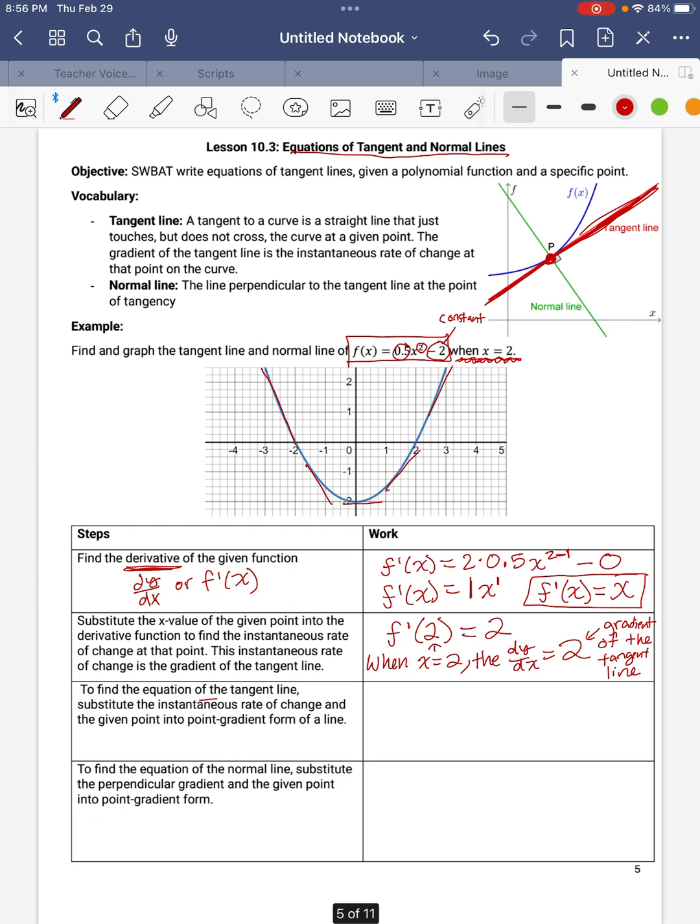So now, I'm going to use that gradient, and I'm going to use the point of tangency in order to write my equation. So first I'm going to write down the equation of a line. y minus y1 equals m times x minus x1. And then now I'm ready to plug in my values. But first, we already said the gradient is 2. But let's figure out our point.